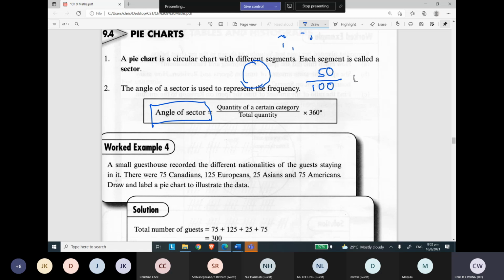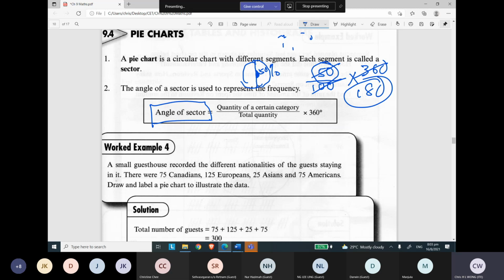Then you take 50 divided by 100 times 360, because the total circle is 360 degrees, isn't it? When you take this, this will give you 180. So this is actually 50%, but the angle is 180. The angle itself to draw is 180, but the percentage-wise is actually 50%.